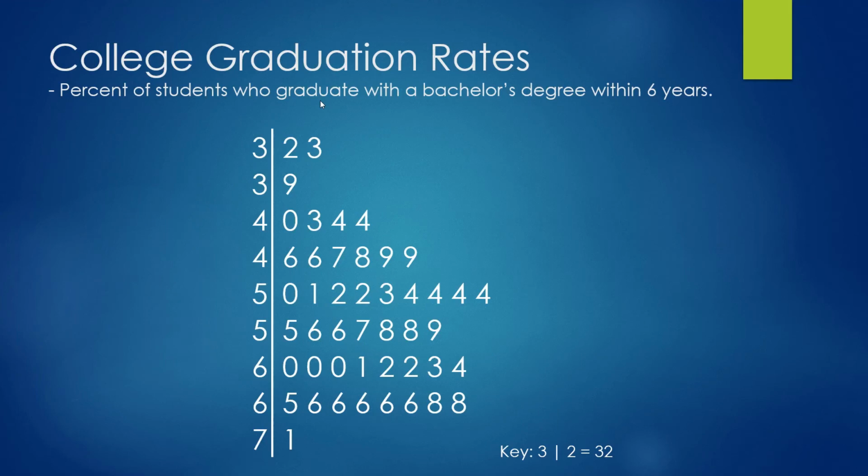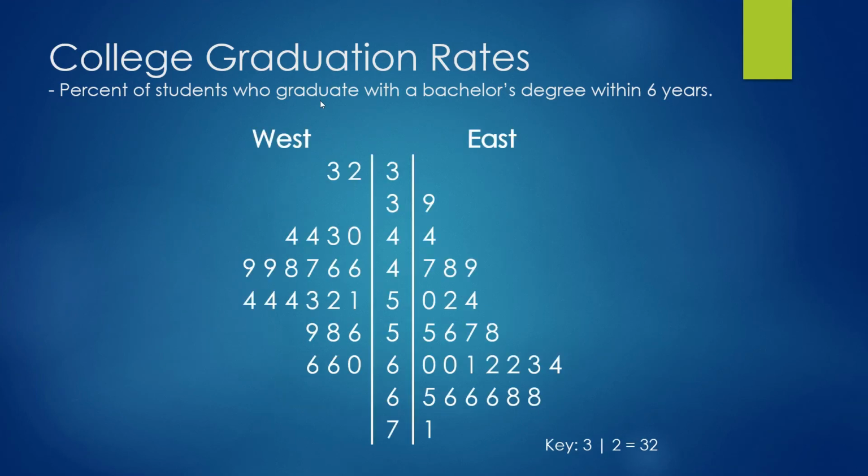Now let's say we want to look at this data in a different way. We want to compare states that are west of the Mississippi to states that are east of the Mississippi. And we want to look at how their graduation rates are different. We could create what is called a back-to-back stem plot. You will notice here we have the same stems in the middle of the plot, but the leaves for states west of the Mississippi go to the left of it, and states that are east of the Mississippi go to the right.